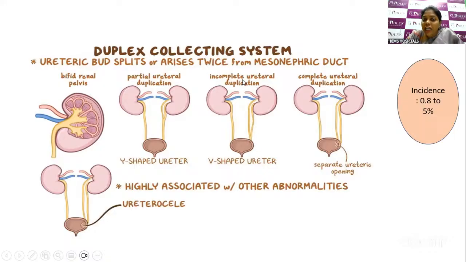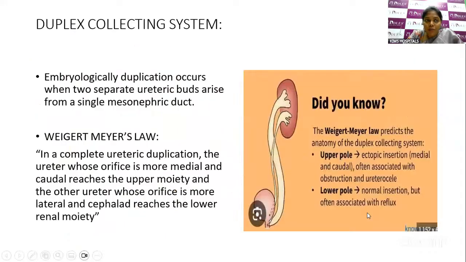That is the incomplete ureteric duplication, or complete ureteric duplication, where there are two ureters running a long way and joining at two different points. It is highly associated with ureterocele and vesicoureteric reflux. The incidence ranges from 0.8 to 5%.